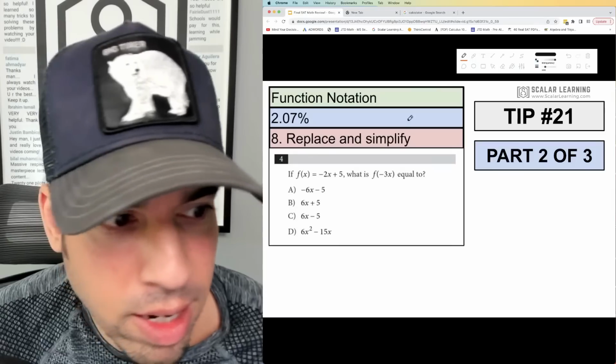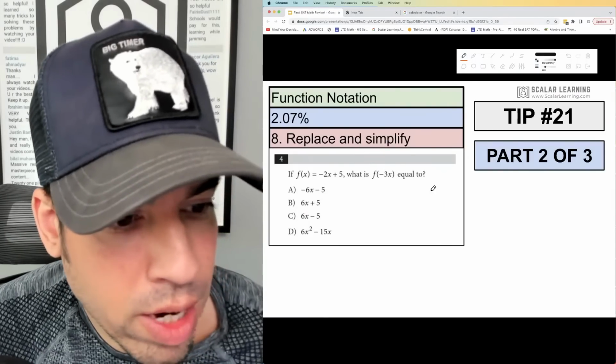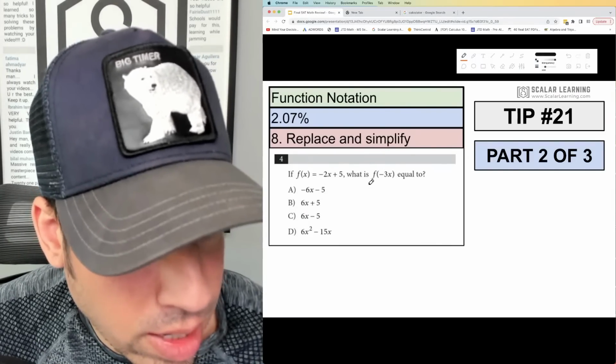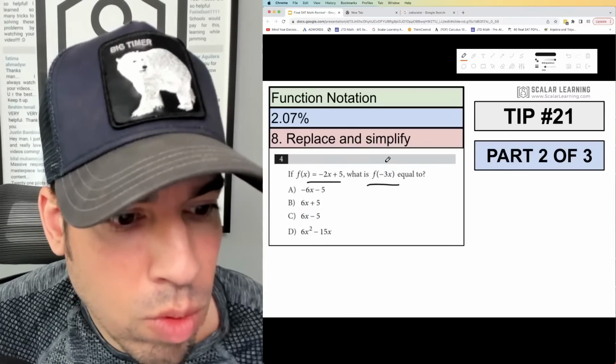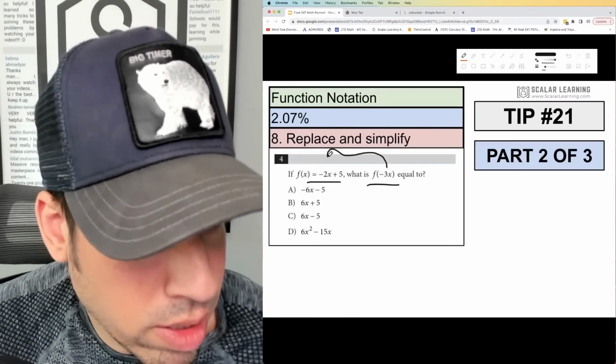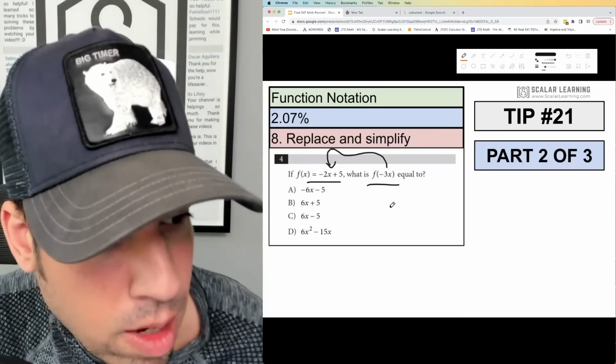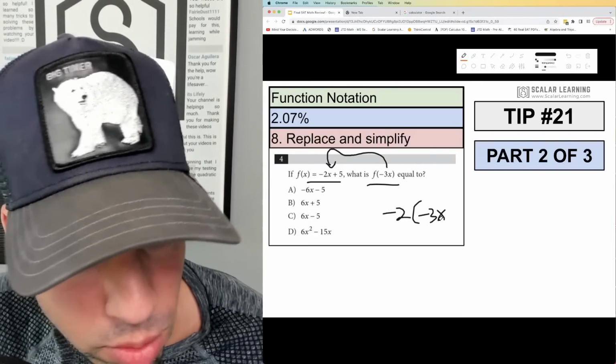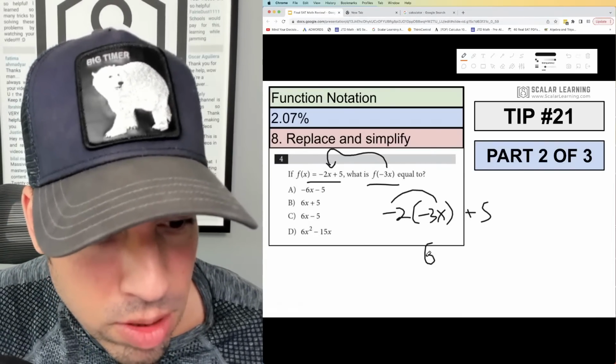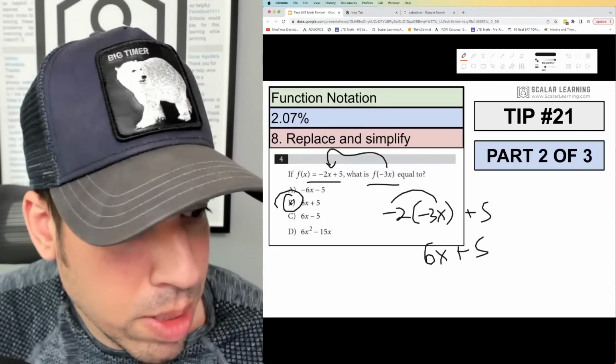21, replace and simplify. Okay, so they said, what is f of negative 3x equal to? Well, they're basically plugging negative 3x in for x, and that's it. So negative 2 times negative 3x plus 5. That becomes 6x plus 5. B, boom, done.